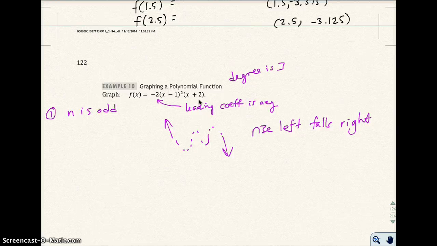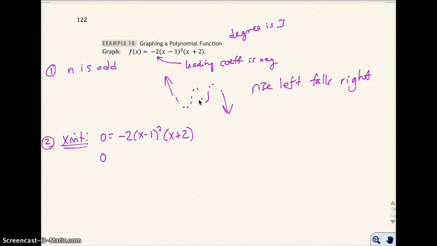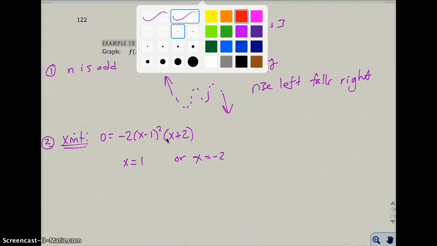Okay, now let's find the X-intercepts. We'll plug in 0 for y, so 0 equals negative 2x minus 1 squared, and then x plus 2. So it looks like that actually did most of the work for me because they've already factored it for me. So x is going to equal 1 or negative 2. And this is going to be a multiplicity. The 1 has a multiplicity of 2 because this factor occurs twice. So x is going to equal 1 twice. This is a multiplicity of 2.